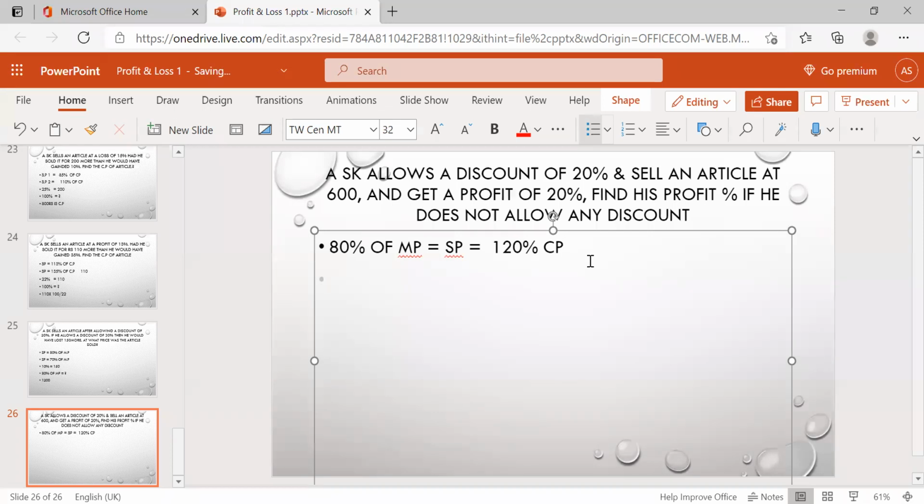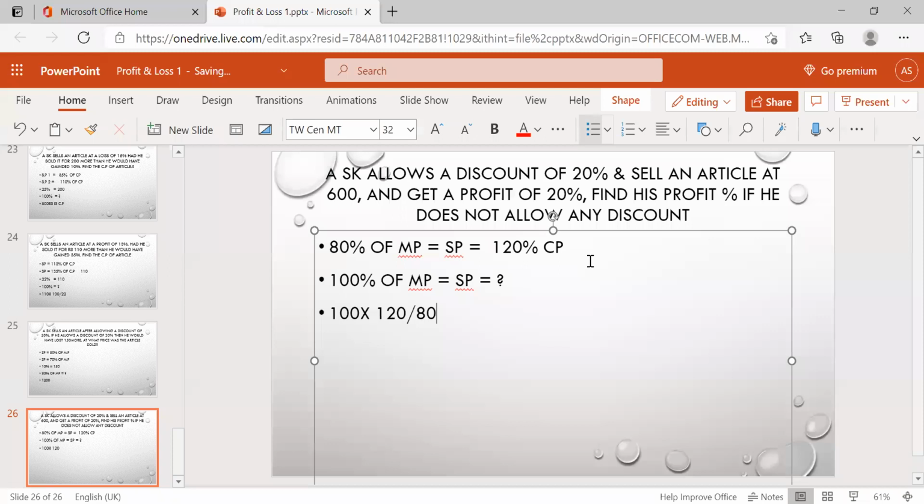Next, if he does not allow any discount, 100% of mark price equals selling price, equals question mark. That's it. Now just do the cross multiplication. We need not find the selling price of the second case. So 100 into 120 by 80.